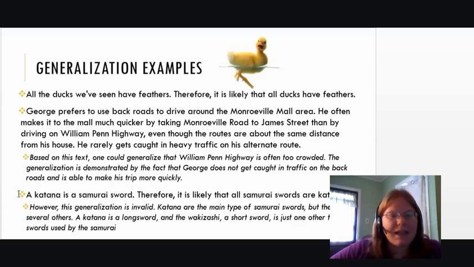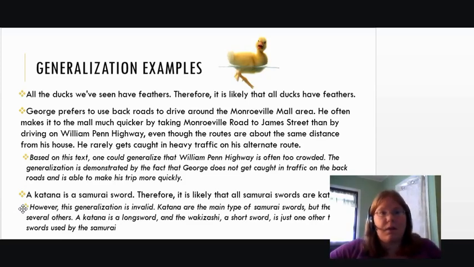Here's another one. A katana is a samurai sword. Therefore, it is likely that all samurai swords are katanas. That's a generalization I could make. All samurai swords are katanas. However, this generalization is invalid. It's not right. Katana are the main type of samurai swords, but there are several others. A katana is a long sword, and the wakizashi, a short sword, is just one other type of sword used by the samurai. So you can see here that some generalizations are valid. They're based on facts, and they seem to be pretty right. But some generalizations can be completely wrong.